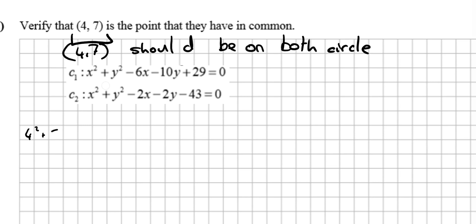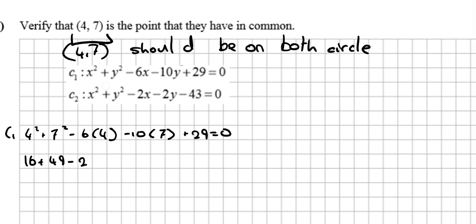4 squared plus 7 squared minus 6 by 4 minus 10 by 7 plus 29 is equal to 0 for C1. 4 squared is 16 plus 49 minus 24 minus 70 plus 29 is equal to 0, and presumably 0 is equal to 0, but do just take your time, put it into your calculator, make sure you haven't made any mistakes. 0 is equal to 0, therefore it's on it, fine.